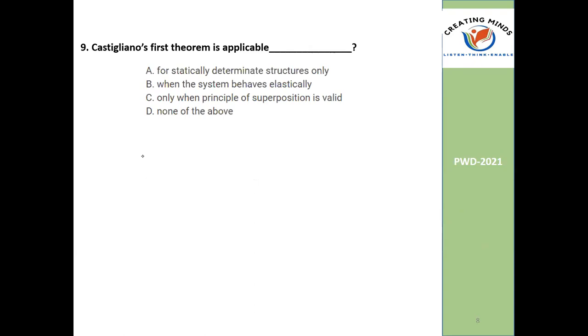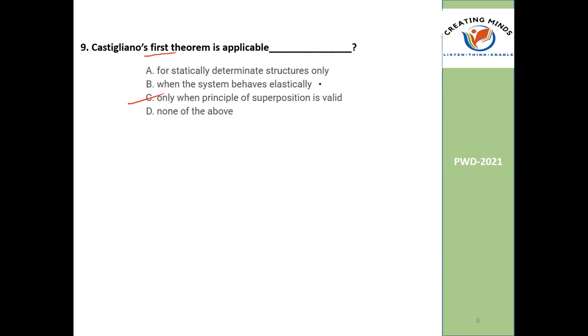Castigliano theorem is applicable when, you take Castigliano's first theorem, it's given, option C: when only the principle of superposition is valid. It's a very, very important thing. Generally students will go for the structure behaving elastically. No. Why? I have given theorem one. Elastic or non-elastic, it must hold superposition.